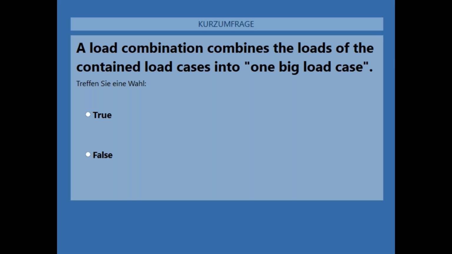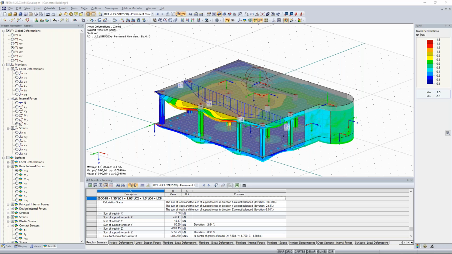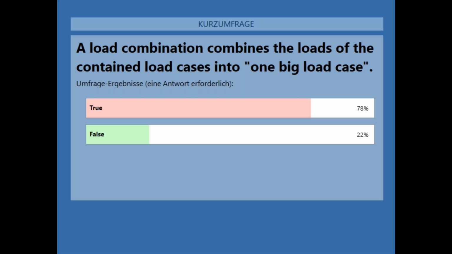Okay, I close this window. Show you the results. A load combination combines the loads of the contained load cases into one big load case. That's true. So I have the load cases and I combine them with each other, and there I consider also the partial factors and the combination factors. When I combine that to one bigger load case, it's a load combination.